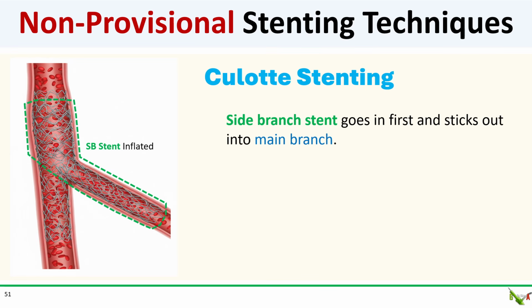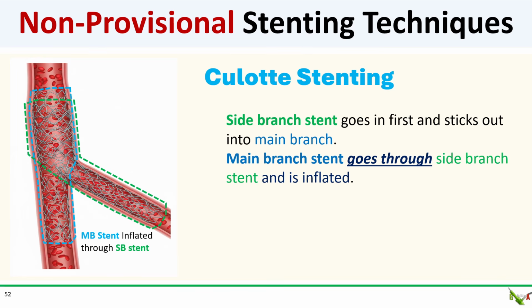And finally, there's Culotte stenting. In non-provisional Culotte stenting, again, the side branch stent goes in first and is fully inflated, protruding well out into the main branch. Next, you pass the main branch stent through a stent cell of the deployed side branch stent and then inflate it. So in the proximal main branch, you will essentially end up with the proximal part of the main branch stent deployed concentrically inside the proximal part of the side branch stent.